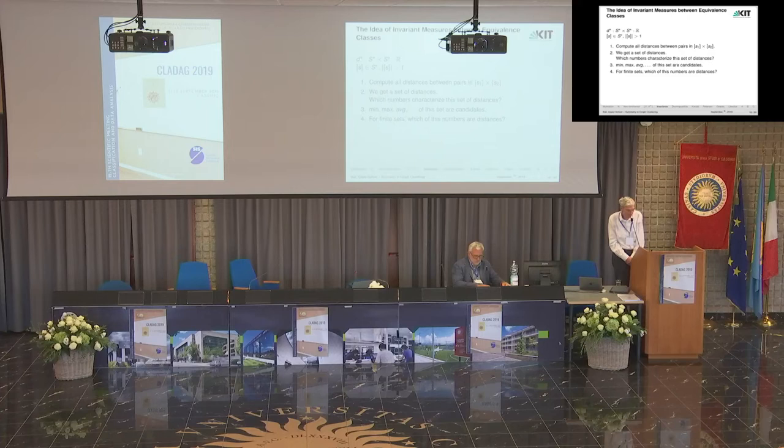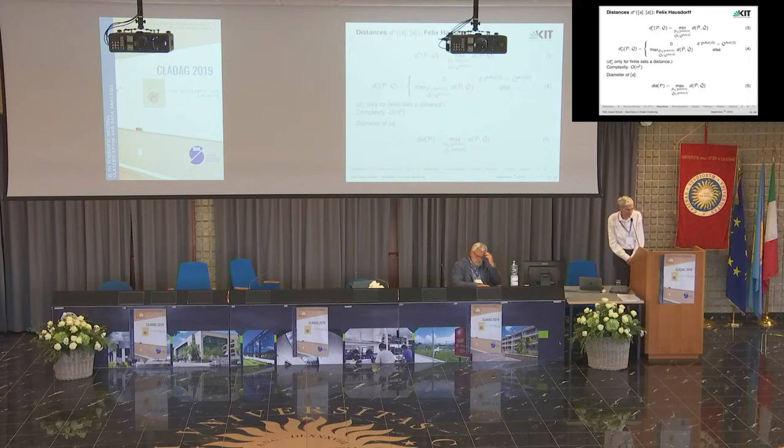Okay, the first ones are those given by Felix Hausdorff, which are really old stuff in mathematics. I'm sorry for this, but I have rephrased this here just in the language of finite permutation groups. It means that we either take the minimum or the maximum, and the complexity of computing this from a finite set of permutations is simply O(n²). Then we need the diameter of S.